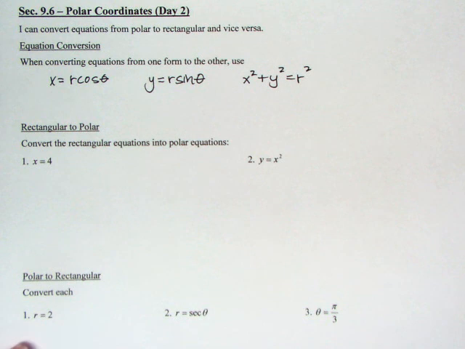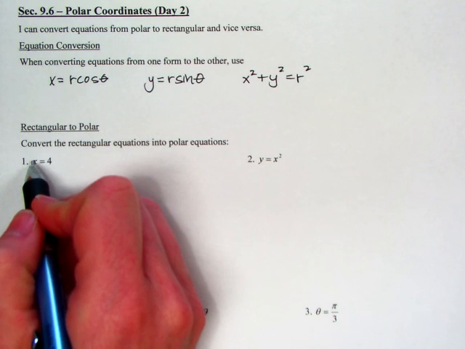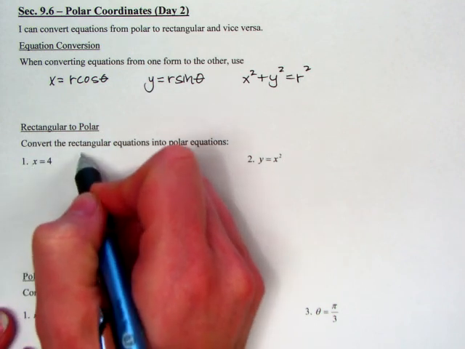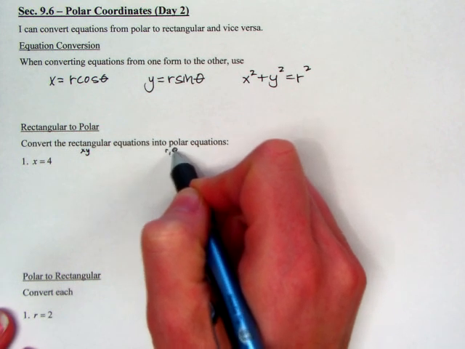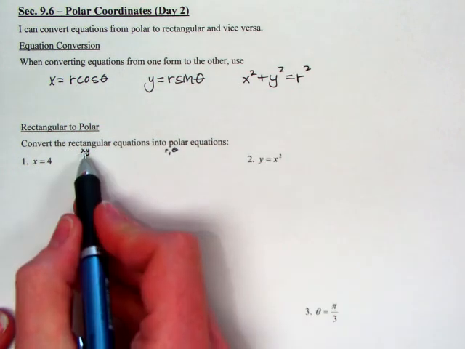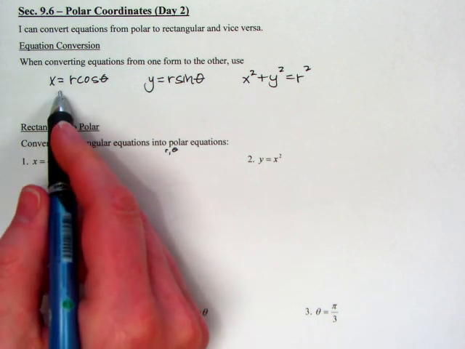So the first one says convert the rectangular equations to polar. Right now they say rectangular, so that means we have to get rid of this x and replace it with r and theta. Rectangular means x and y. Polar means r and theta. So you have to completely get rid of these and turn them into these. So just looking up there, what does x equal? X is r cosine theta.